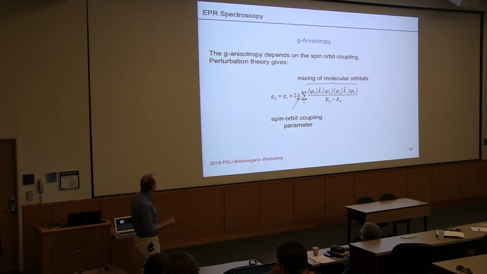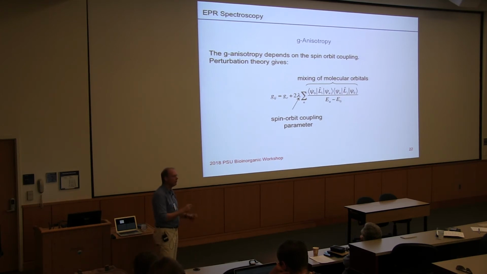And so if you do this calculation using ligand field theory, the g values that you actually calculate usually are not very accurate. But you can use this to understand the shapes of spectra and how they relate to the geometry of a metal in a complex, right?